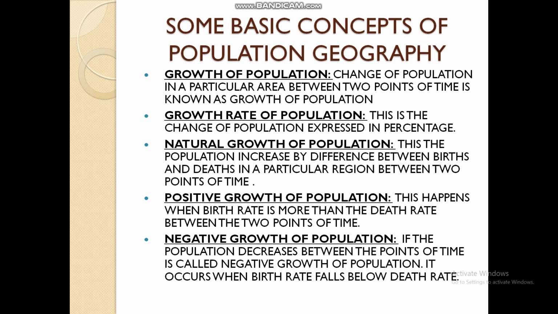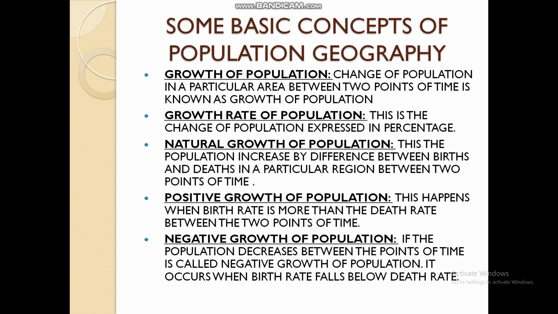Second is the growth rate of population. It is approximately the same as the growth of population, but the difference is it is expressed in percentage form. Third is natural growth of population. This is the population increase by the difference between births and deaths in a particular region between 2 points of time.